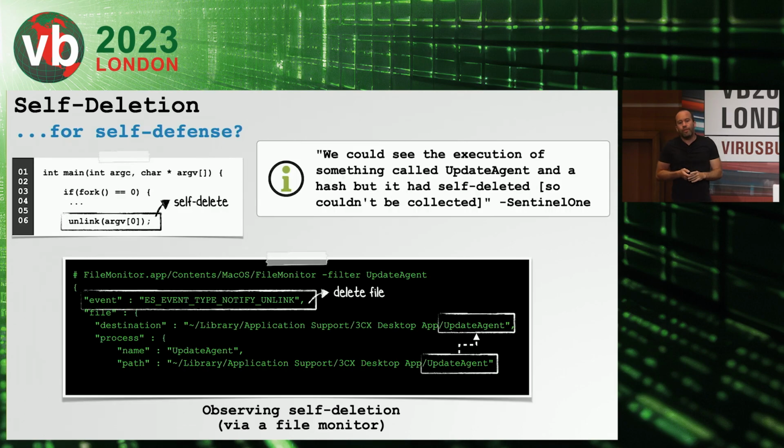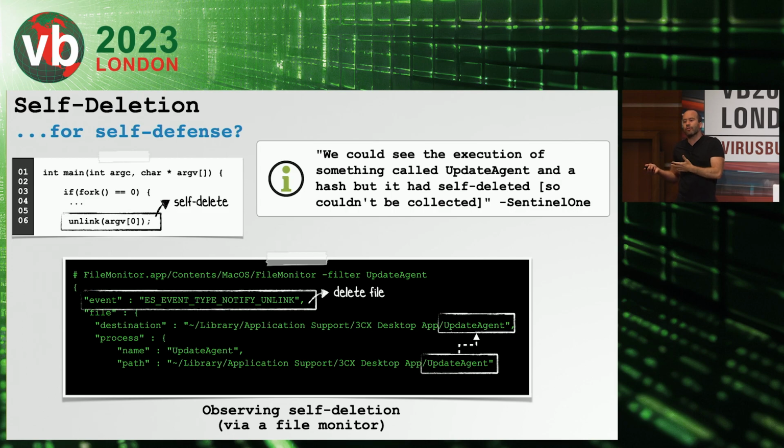Now, if we load this second stage payload into a disassembler, we can see that after it forks itself to daemonize, it self-deletes. Big red flag, unusual activity. We can observe this also in a file monitor. So on the bottom of the slide, I've run a file monitor, and we can see it's detected an unlink event. That's a delete file event. And the thing of interest is that the destination file and the path of the process responsible for the deletion are the same. So, I mean, this is the definition of self-deletion.